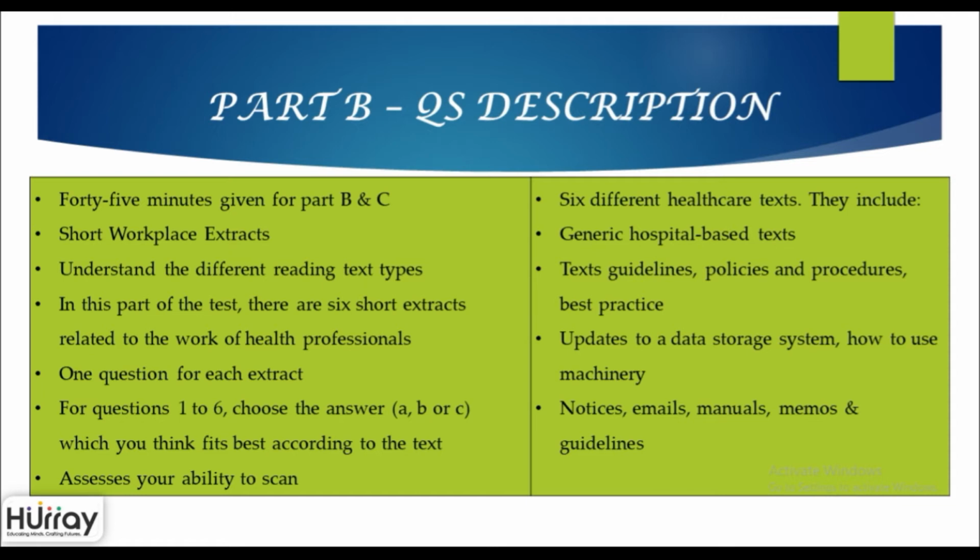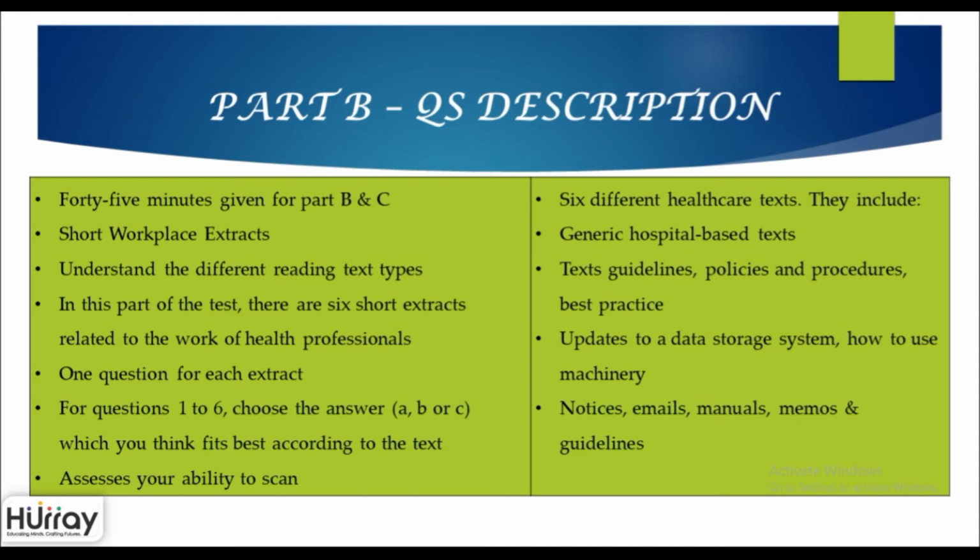For questions 1 to 6, you will be asked to choose the answers A, B or C, which you think fits best according to the text or the question. This particular type of question assesses your ability to scan and skim the information. The 6 different healthcare texts include generic hospital-based text, text guidelines, policies and procedures, best practice, updates to a data storage system, how to use machinery. You will also find notices, emails, manuals, memos and guidelines as a part of this type of question.